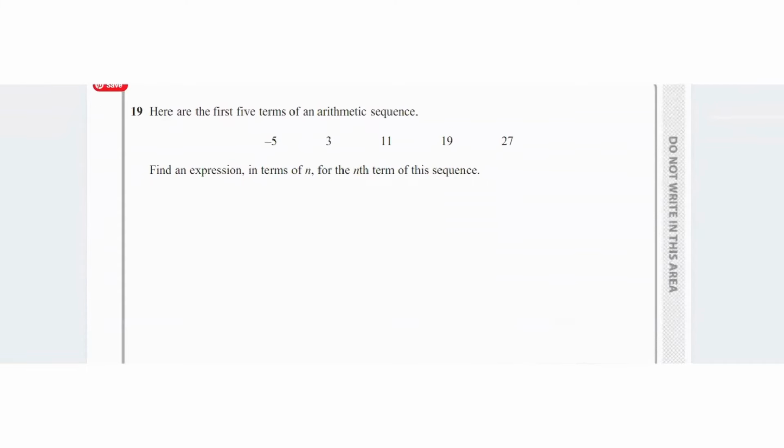Question 19 says, here are the first 5 terms of an arithmetic sequence. Find an expression in terms of n for the nth term of this sequence. So if we look at the sequence, to go from -5 to 3, we're adding 8. To go from 3 to 11, we're again adding 8. To go from 11 to 19, 8 again. And as you can see, there's a common difference of 8.